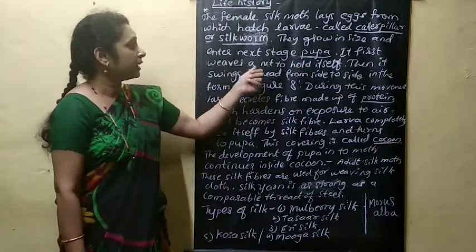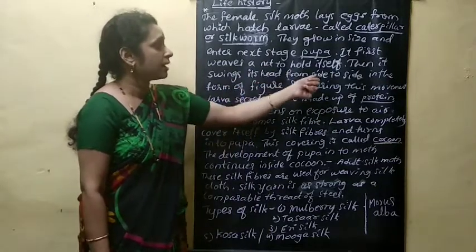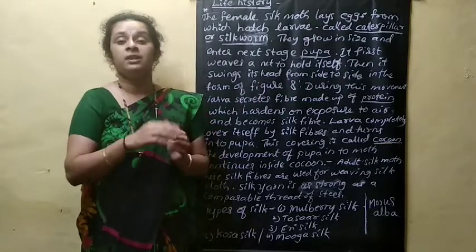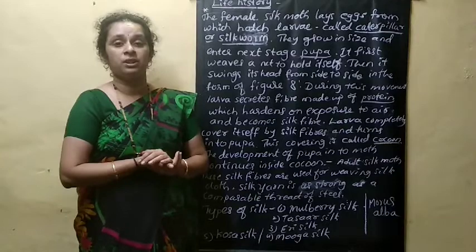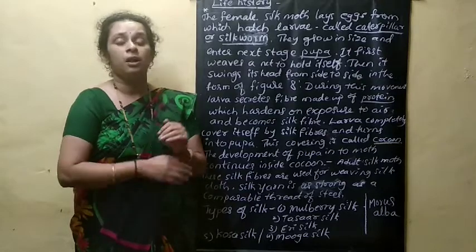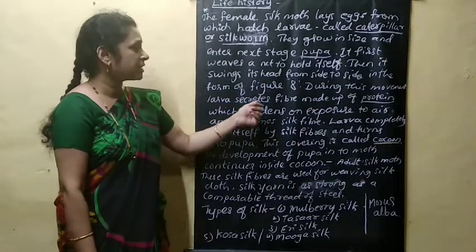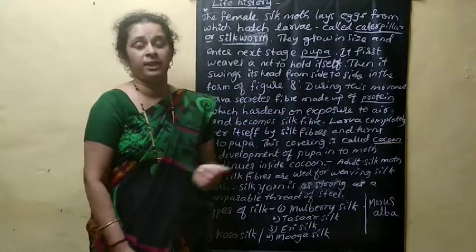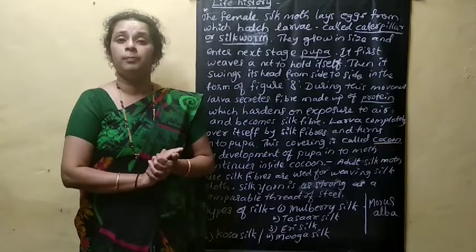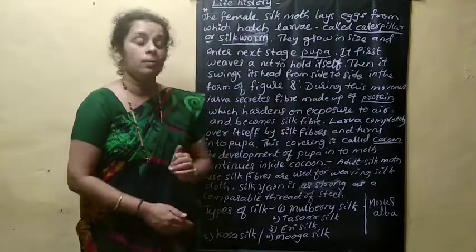It first weaves a net to hold itself, and then it swings its head from side to side in the form of a figure 8. In the shape of 8, it swings its head, changes its position, and it will start to develop what? Fibers. During this movement, the larva secretes a fiber made up of protein. And what does the larva do during the pupa stage? It secretes a type of fiber made up of protein.